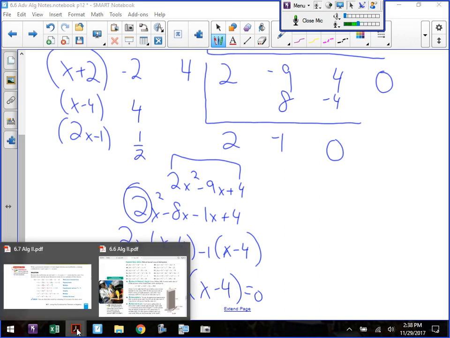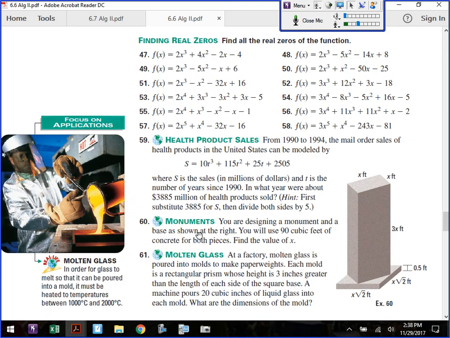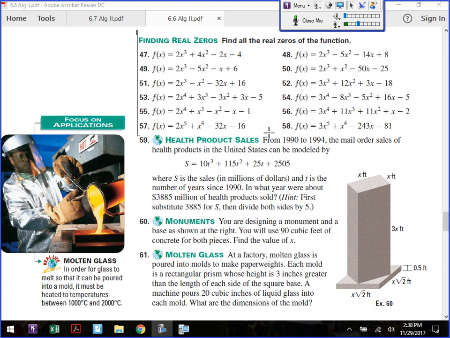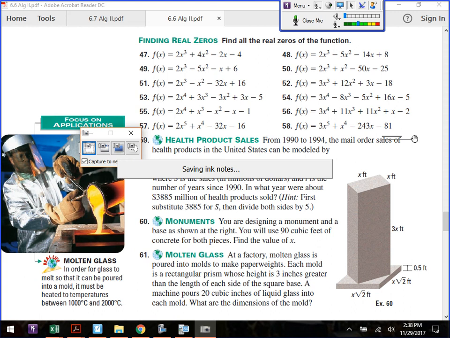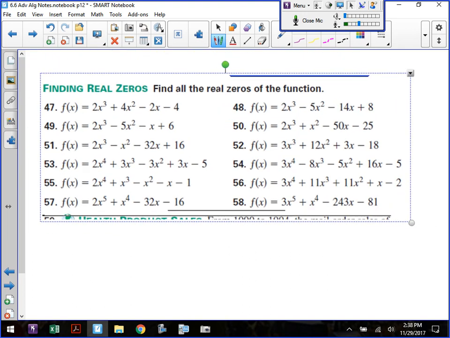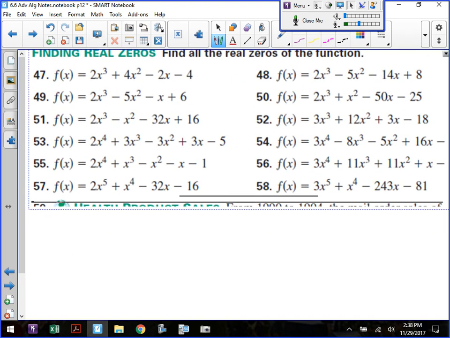What I wanted you guys to work on tonight were these here, in that same section, finding all the real zeros. In here, be cautious of the leading term coefficient when it's not equal to 1. You get a little trick thrown into it, just like I showed you in 48. So do these. I've done 2 of them, so your workload's cut down a little.